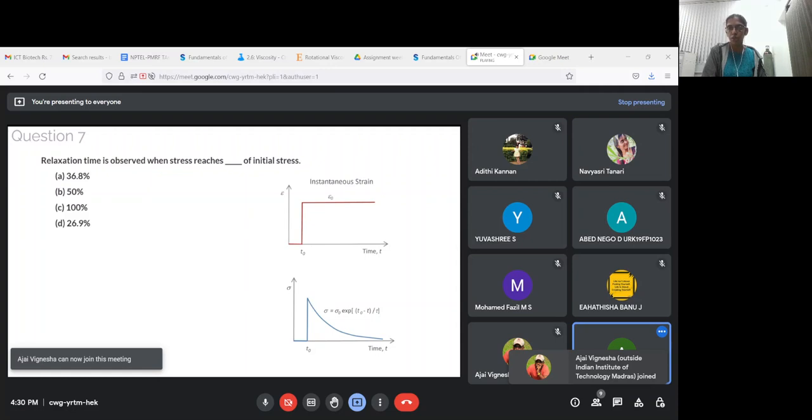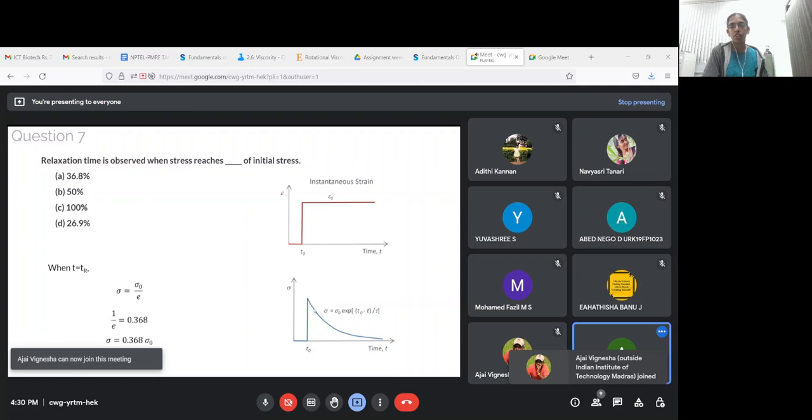Anybody? When t is equal to tau, what does the equation become? So when t is equal to tau, when you substitute in the equation and assume t naught to be 0, your sigma equals sigma naught e power minus 1, which is equal to sigma naught by e. So 1 by e is actually 0.368 in value. So sigma equals 0.368 into sigma naught.